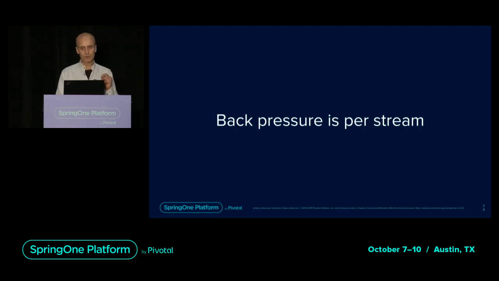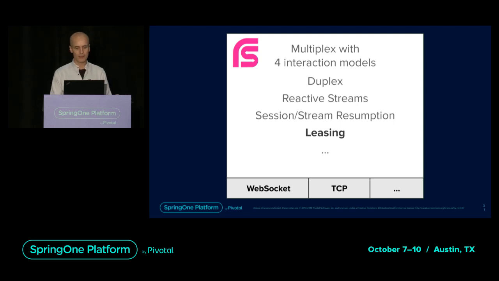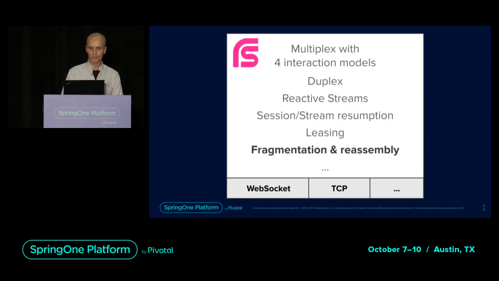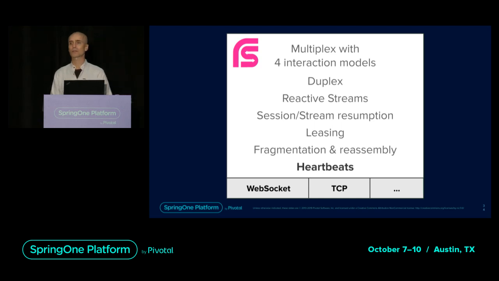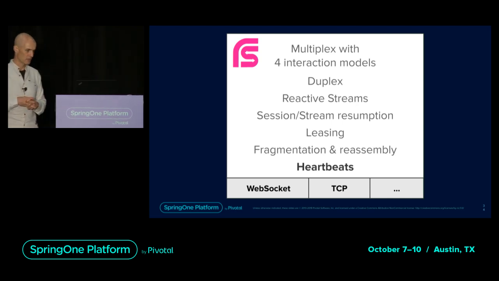Now the back pressure is for individual streams. What about the total number of streams or the total number of requests that we can have on a connection? Well, that's a feature called leasing, and that allows the responder to send to the requester a lease for a certain number of requests that can be made. So that's like request throttling, basically, and it can be applied from both sides. Also, there are features like fragmentation reassembly, as well as heartbeats. These are kind of low-level fundamental features that are necessary for this kind of connection-oriented protocols that are supposed to be long-lived.